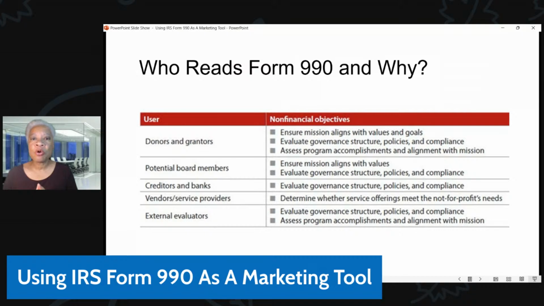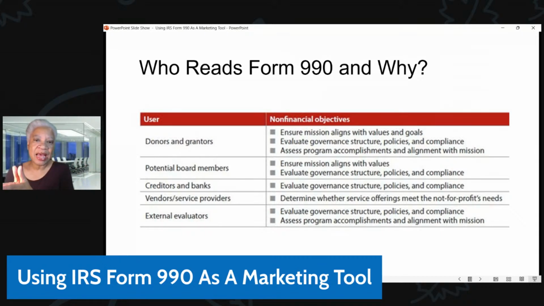Donors and grantors are interested in the information. Obviously, they want to make sure that you're fulfilling your mission and that your programs are in alignment with your mission. They also are very, very interested in governance and stewardship. The information on that return helps them get a sense, beyond the conversations with you, of how your organization is actually being governed, not necessarily managed, but how is it being governed?